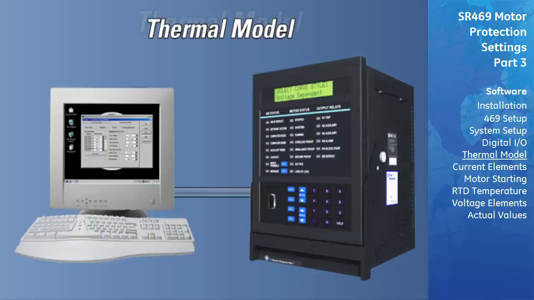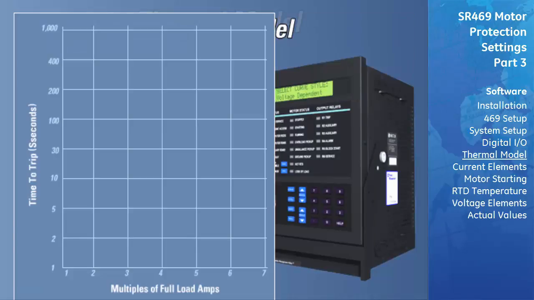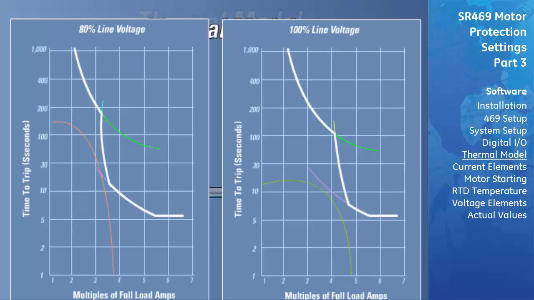The 469 takes the information provided and creates protection curves for any voltage between the minimum and 100%. For values above the voltage in question, the 469 extrapolates the safe stall protection curve to 110% voltage. This current level is calculated by taking the locked rotor current at 100% voltage and multiplying by 1.10. For trip times above the 110% current level, the trip time of 110% will be used. These figures illustrate the resultant overload protection curves for 80% and 100% line voltage respectively.